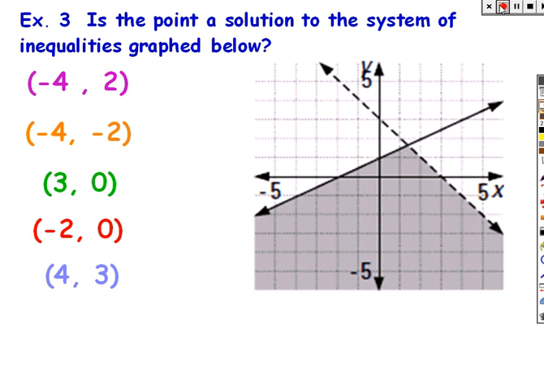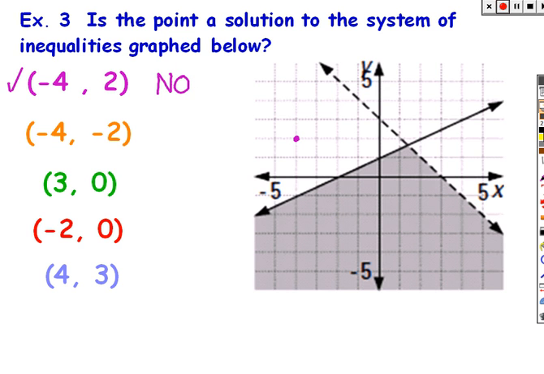If I plugged in 6 for x and 7 for y, both inequalities would be true. Now, a check for understanding: is the given point a solution to the system of inequalities graphed below? Let's look at the first one in purple. (-4, 2). That would be right here. Is that a solution to the system? No way, it's not in the shaded region. So that would not be a solution to the system.